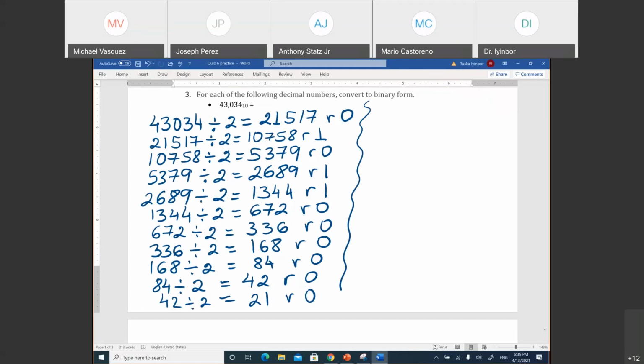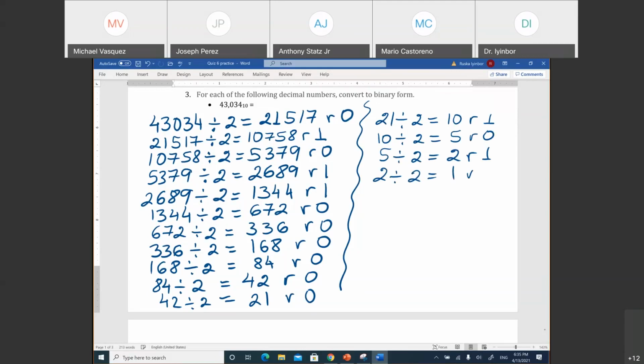So I have 21 divided by 2, 10 with remainder 1, then 10 divided by 2, 5 with remainder 0, 5 divided by 2 is 2 with remainder 1, 2 divided by 2, 1 with remainder 0, and then 1 divided by 2 is 0 with remainder 1. Okay, so we're done.